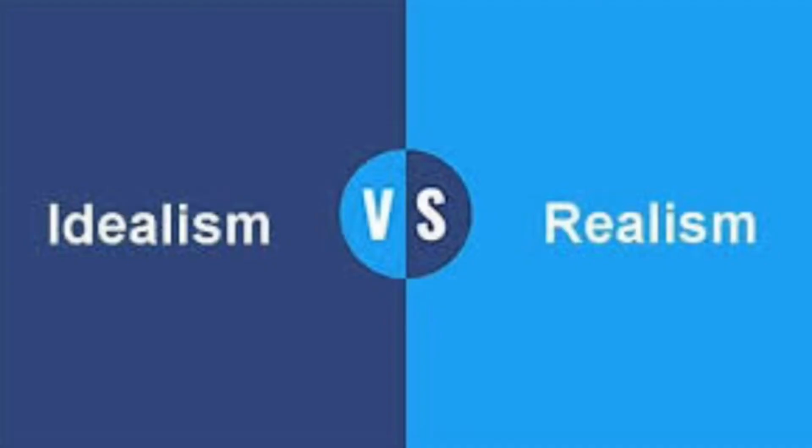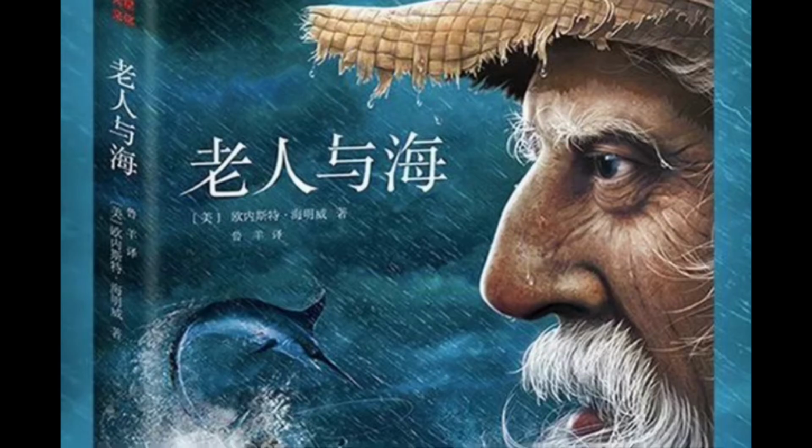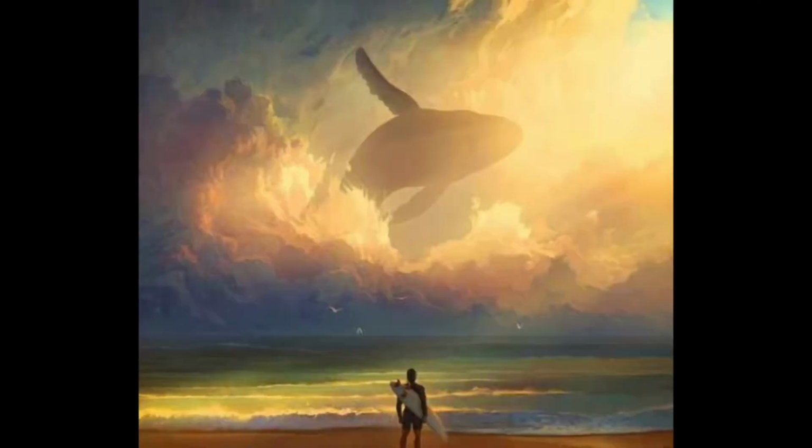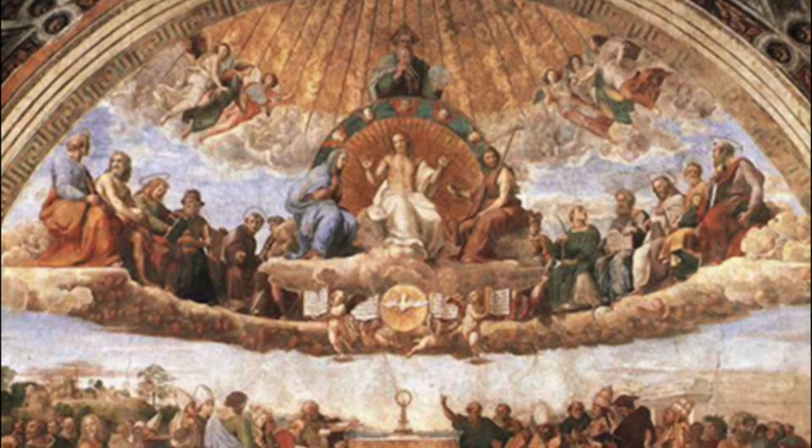But idealism is totally different. In the book The Old Man and the Sea, Santiago always reminds himself, my big fish should be somewhere, which is very similar to idealism. Idealism can also be called liberalism. It originated from the Renaissance and Enlightenment in Europe, with the beliefs of social progress, human rationality, and morality.